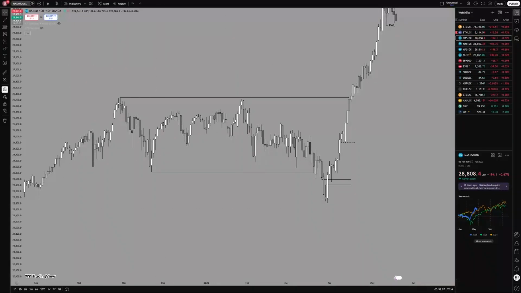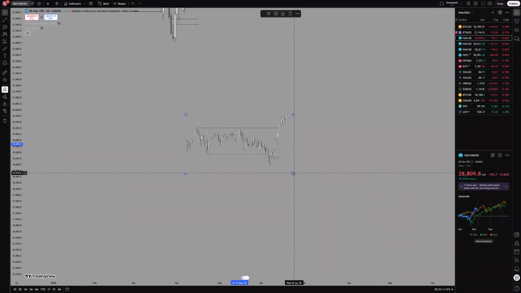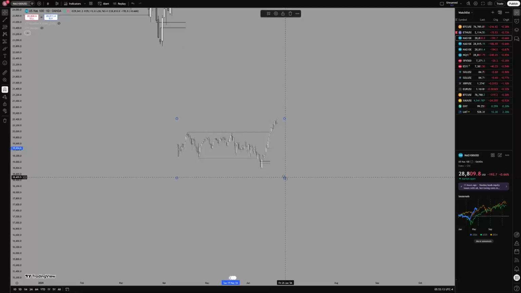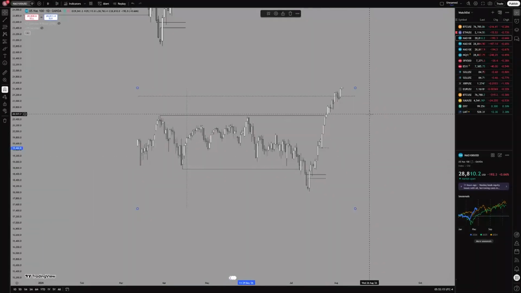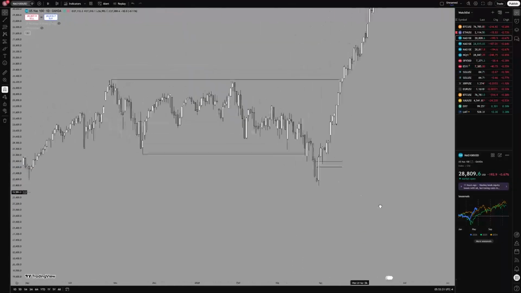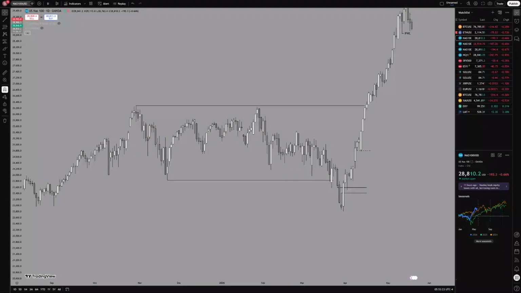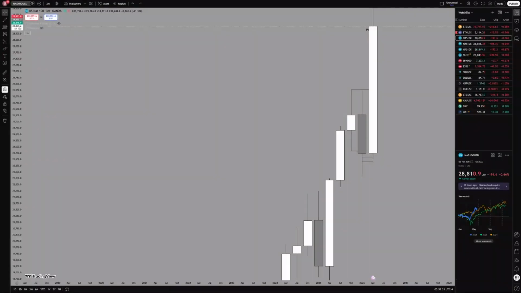If I literally just take a screenshot of this, zoom in, you wouldn't be able to guess the time frame, and that's what I mean by time fractality. This could be the 1 minute. The daily candles behave the same way the 1 minute candles do. And let me tell you something shocking.